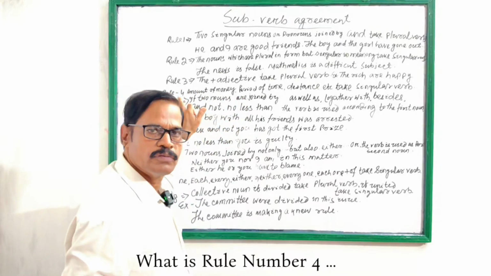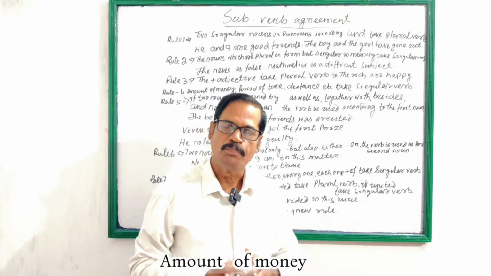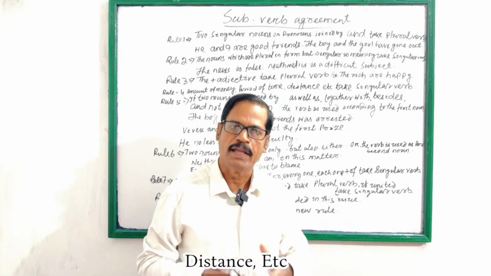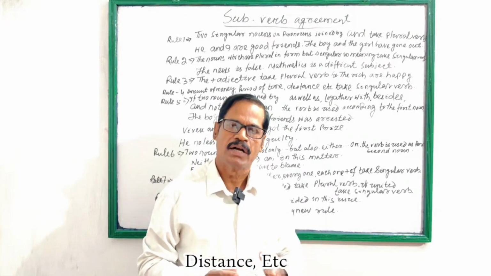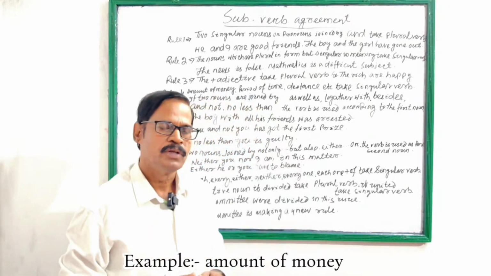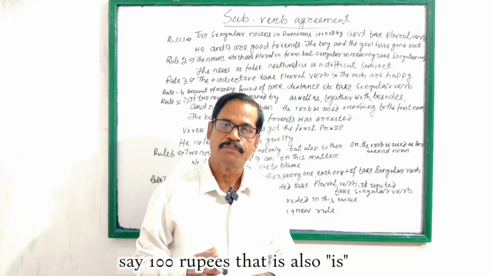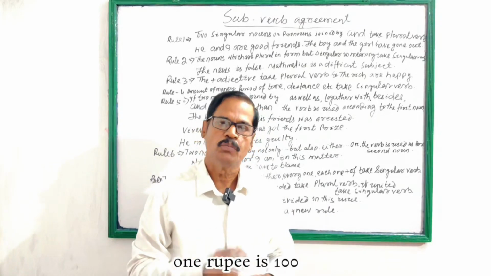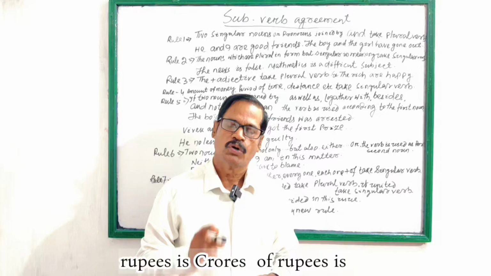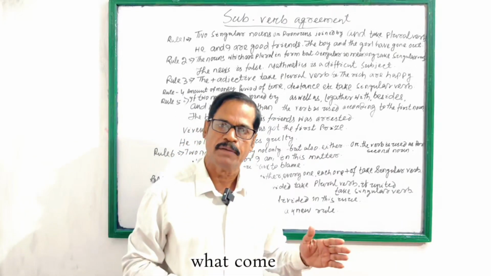Then come to rule number 4. What is rule number 4? Amount of money, period of time, distance, etc. always take a singular verb. For example, amount of money: 1 rupee 'is', 100 rupees 'is', crores of rupees 'is'. It always takes a singular verb, no matter what the amount of rupees.